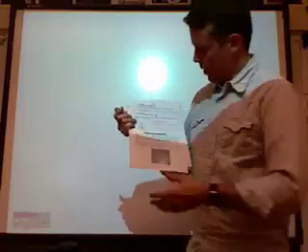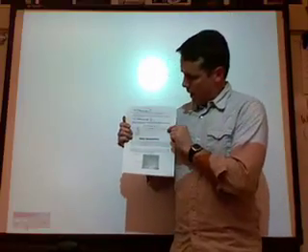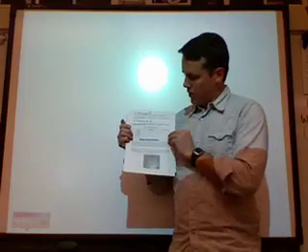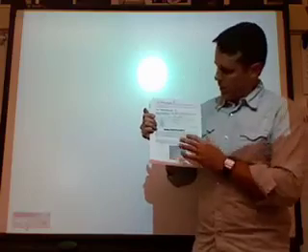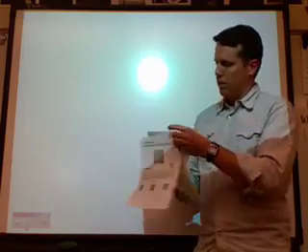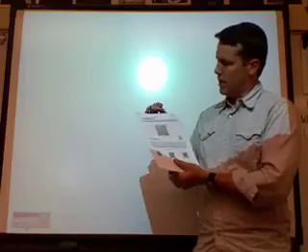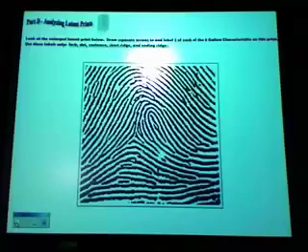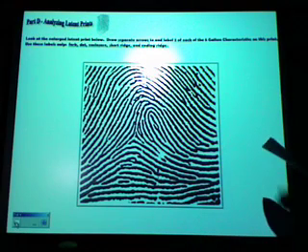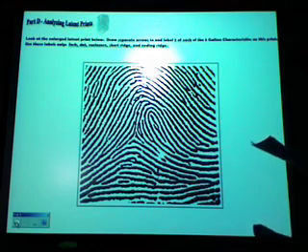Trade cards with someone nearby and classify their prints as loop, arch, or whirl. When you're done with that, read the section on the Galton characteristics, then complete part D. Part D is on the next page. In part D, you are identifying the minutiae characteristics, the 5 Galton characteristics.